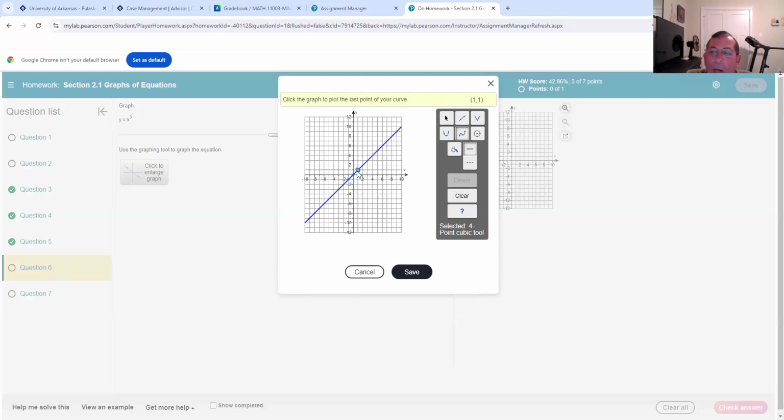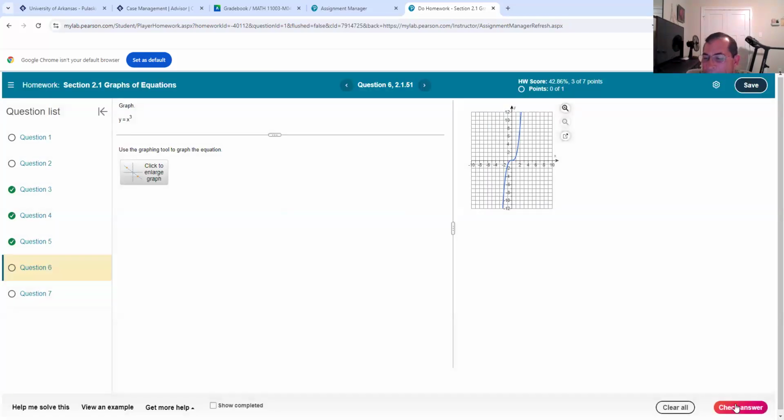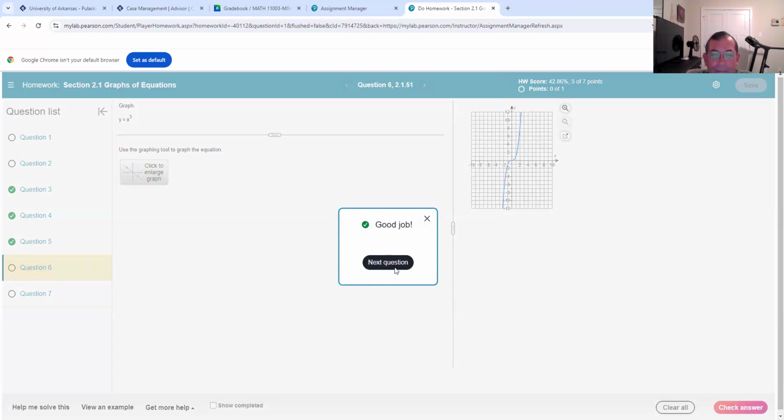And then my last point, watch, it looks like a straight line, but watch this. 2, 8. When you put that last point in, it makes your little curvy line for you, okay? So then you just hit save on that and check your answers.